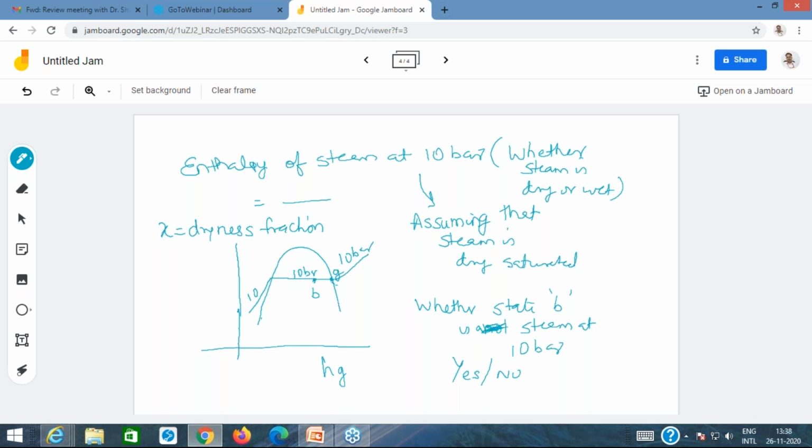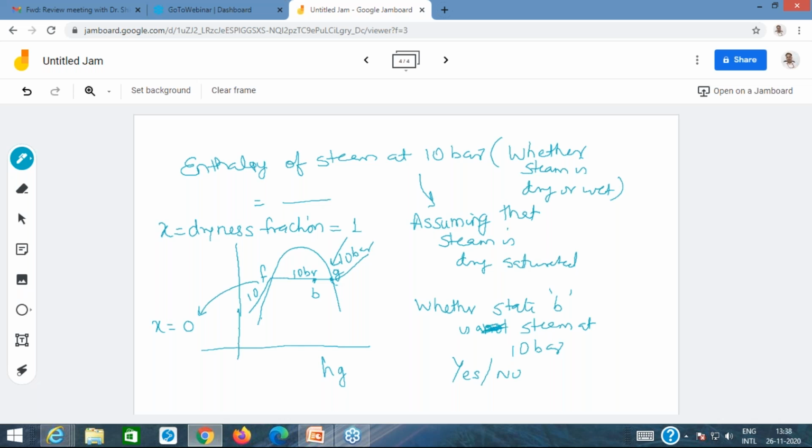So what does dryness fraction tell you? Dryness fraction tells you how dry the steam is. So what is the dryness fraction at G? The dryness fraction at G is 1. And what is the dryness fraction at F? It is 0. And midway, this dryness fraction would have any value between 0 and 1.